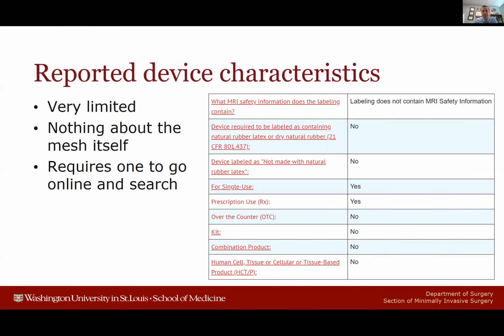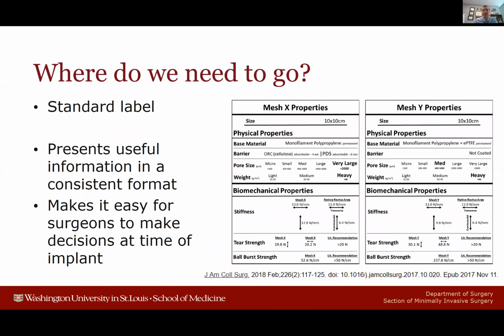So where do I think we need to go? Well, ultimately, I think the next step is to look at a standardized mesh label. This was a proposal we came up with in a similar paper that we presented earlier, in an effort to take the same standard label that we're used to looking at on food, but providing mesh in the same way, with the goal of presenting useful information in a consistent format that will make it easy for surgeons to use at the time they're deciding what mesh to implant into patients.